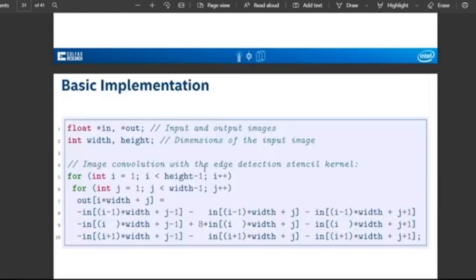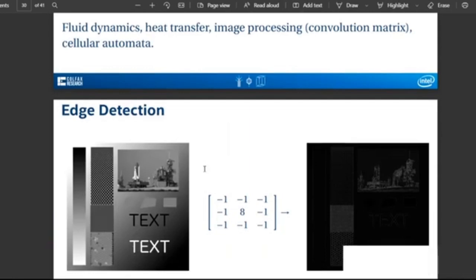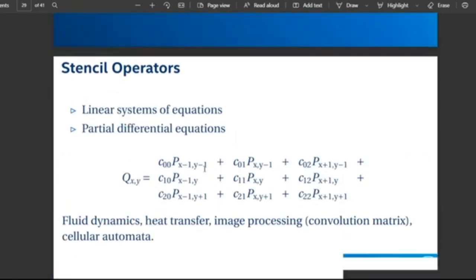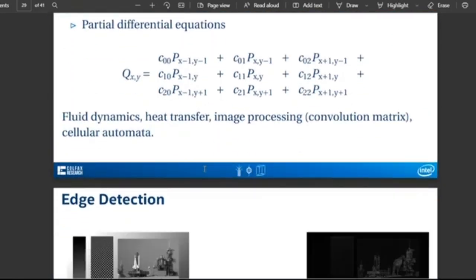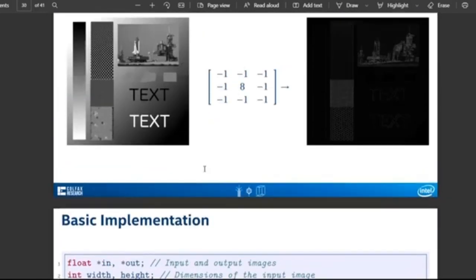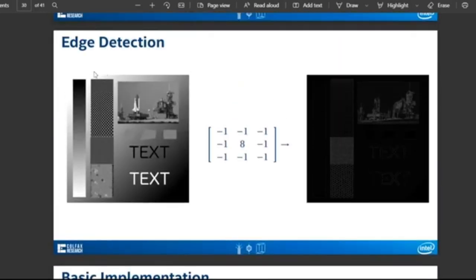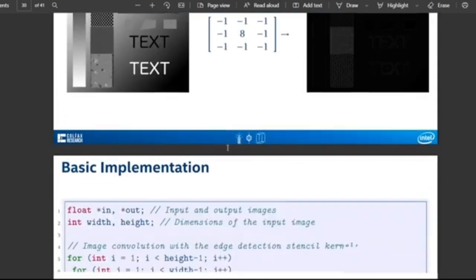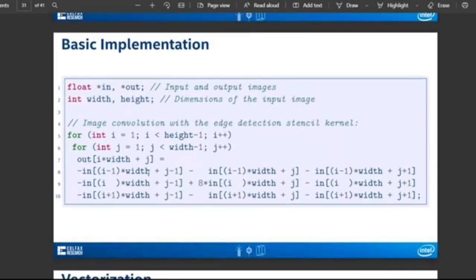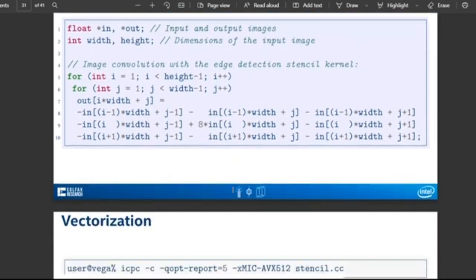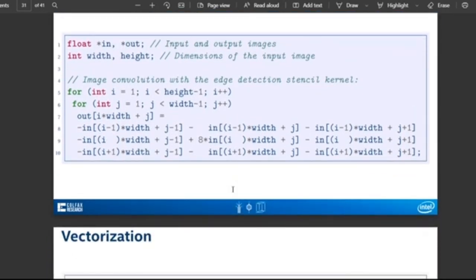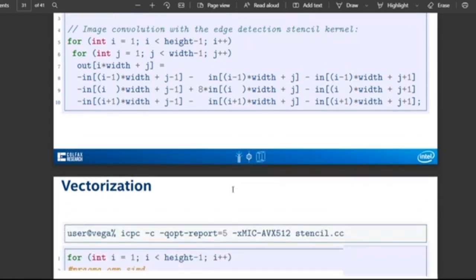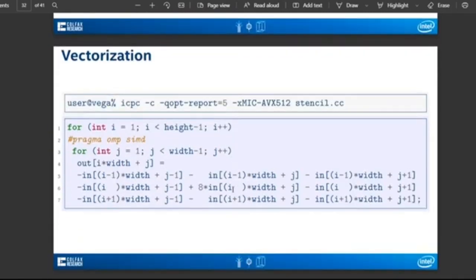In this example, we're using a stencil for edge detection. Here's your set stencil, and it will loop through every single pixel and use all the different neighbors. This can also be used, as discussed, in Crank-Nicolson for solving partial differential equations.